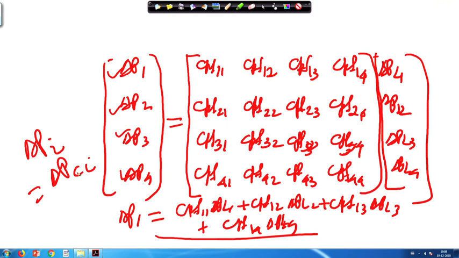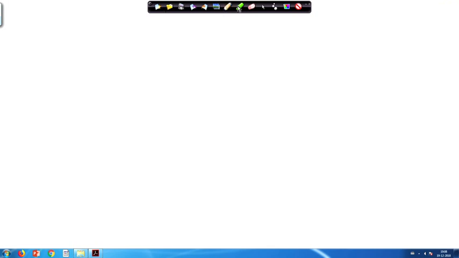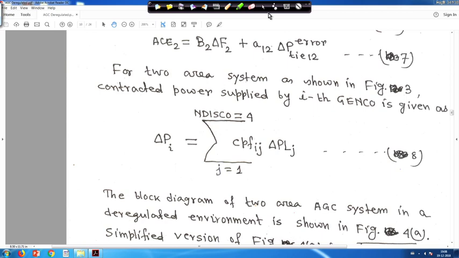So, this is how we can get the direct, or what you call the contracted power demand. Same thing, whatever we have written here, the same thing is written here also. Here we have written that j is equal to 1 to n DISCOs.